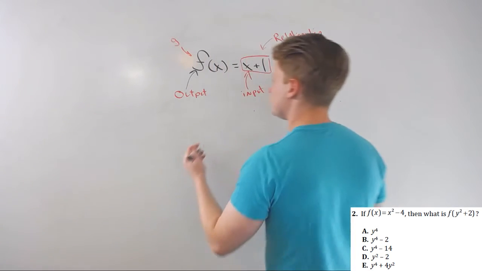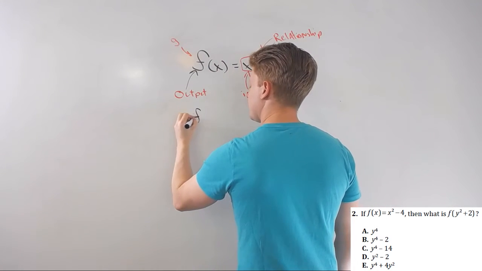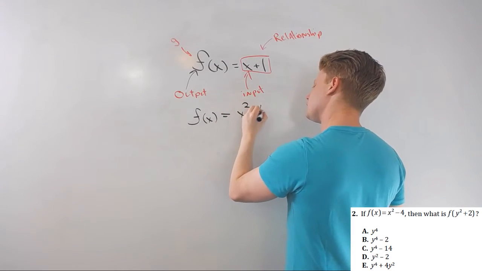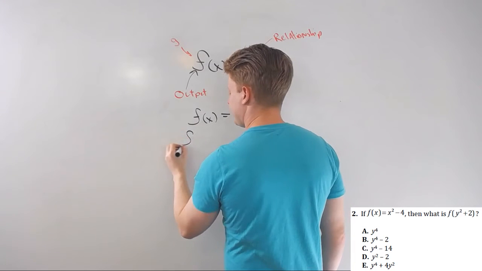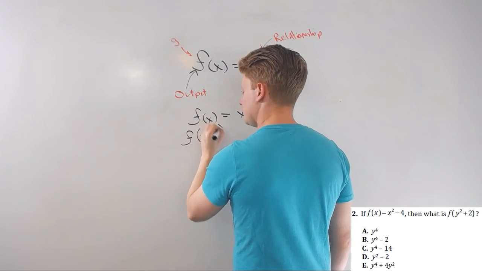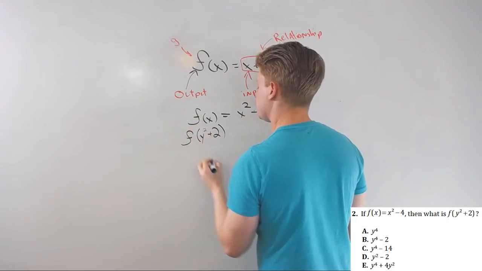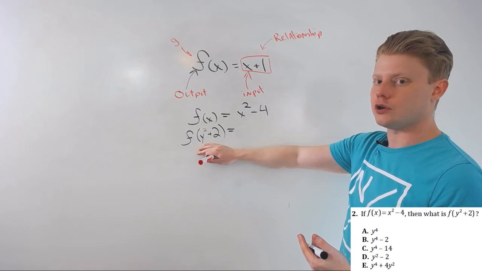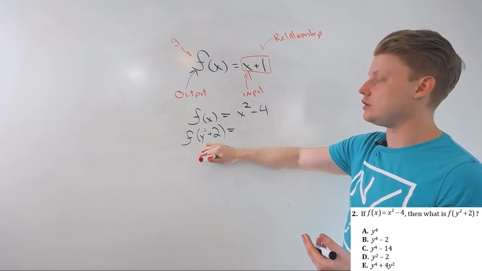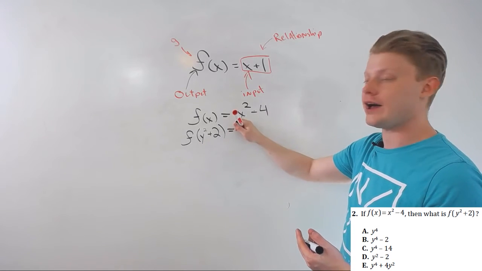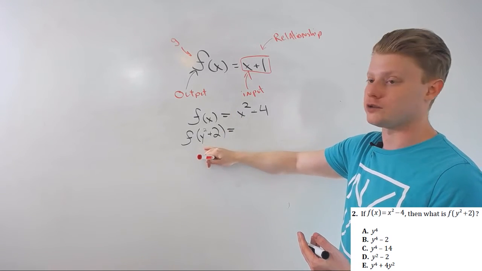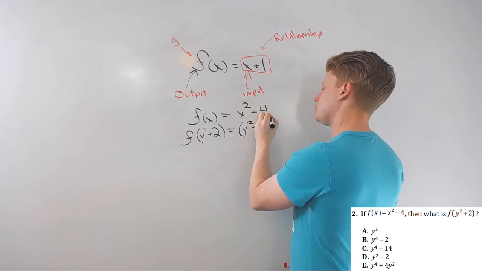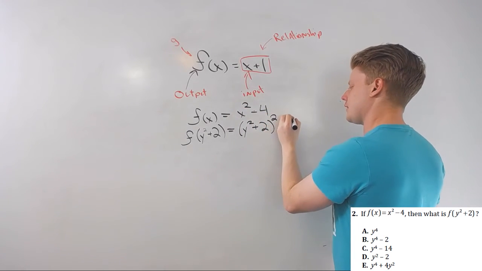Okay, let's take a look at the problem on the bottom of your screen. I'm just going to leave this up here as a reference. If f of x is equal to x squared minus 4, then what is f of y squared plus 2? So plug in y squared plus 2, even though it's two terms. Plug in anything in that parenthesis wherever x is, and the same thing that happens to x happens to y squared plus 2. So y squared plus 2, squared, because that's squared, minus 4.